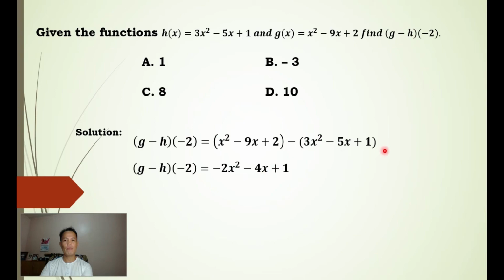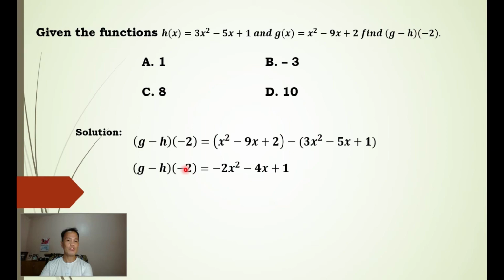Then, we combine the constant. 2 minus 1 is, of course, positive 1. So this is now the resulting function. And since we have our value of the domain, which is negative 2, we will not stop from here. We will continue evaluating the function.